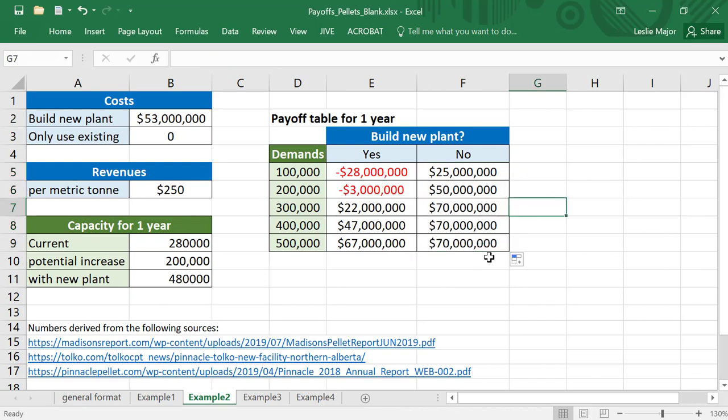Okay, so let's see. So now we can have a look. If we think demand is going to stay low, well, what should we do? Probably don't build that new plant. If we really think demand is going to drastically increase, then maybe we should build a new plant. Although, amazingly enough, looking at these numbers, with the numbers we have, building a new plant is actually not as lucrative as just using the existing infrastructure right now because of that $53 million cost that we first need to pay.